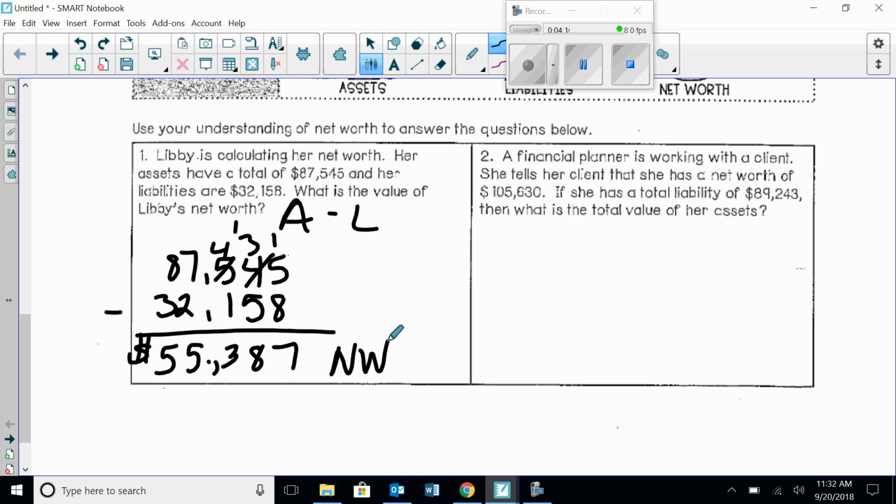Okay, number two, a financial planner is working with a client. She tells her client that she has a net worth of $105,630. If she has a total liability of $89,243, then what is the total value of her assets? Okay, so this one's a little bit different, okay, because we know that she has a net worth.